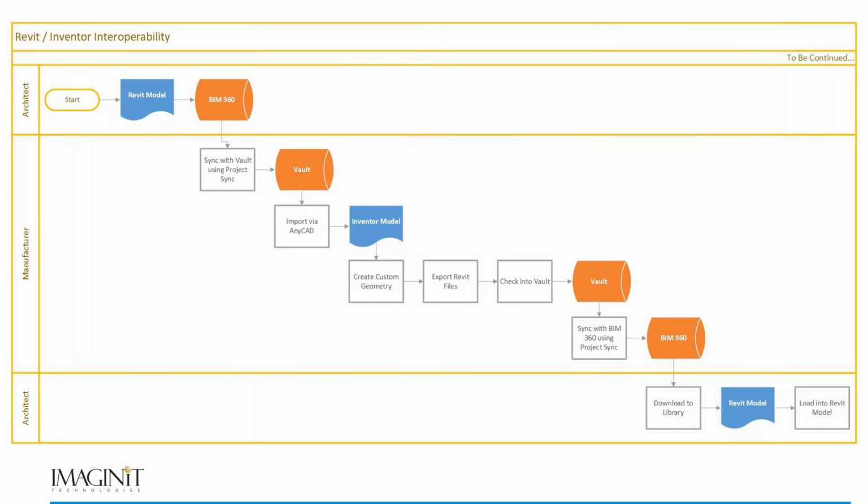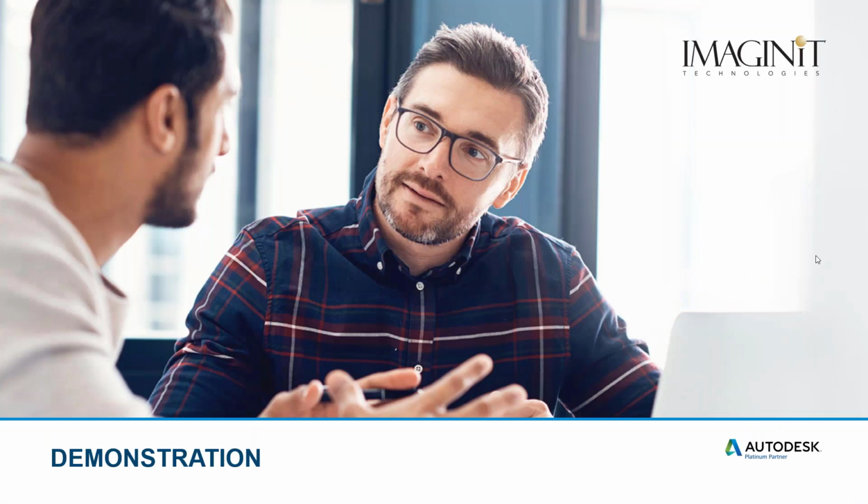We're starting out on the Revit side. There's a Revit model that's been created. That gets uploaded to BIM 360. On my side, I can sync that up with my Vault, import it into AnyCAD, create the geometry, export my Revit information, push it back into Vault where it gets uploaded to BIM 360 and ultimately ends up back in Revit. So this full circle, we can go through here to see all of this information and how this is going to go through. And we're going to show a little bit of both sides of this, how this comes together, and how this is going to work overall.